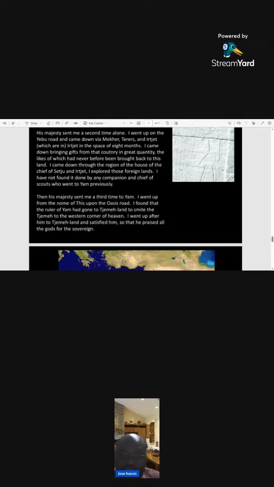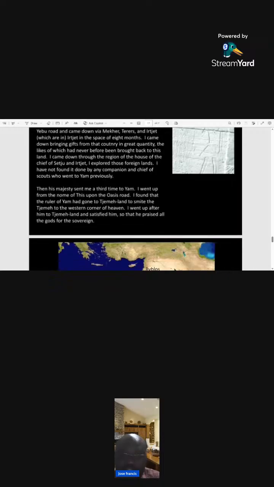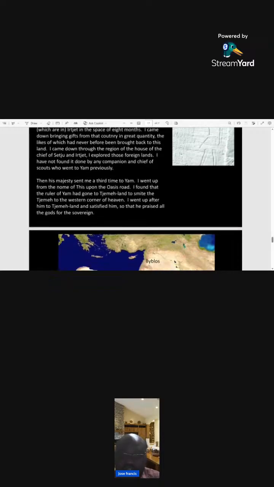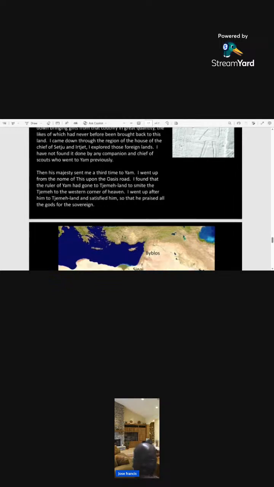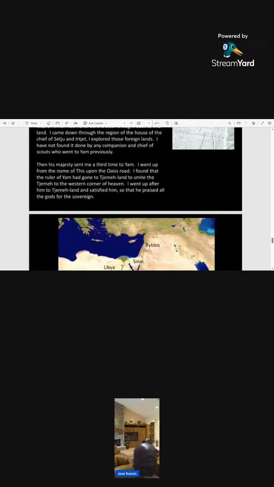I came down through the region of the house of the chief of Seju and Urjet. I explored these foreign lands. I have not found it done by any companion or chief of the scouts who went to Yam previously. Then His Majesty sent me a third time to Yam. I went up from the Noom of this upon the Oasis Road.